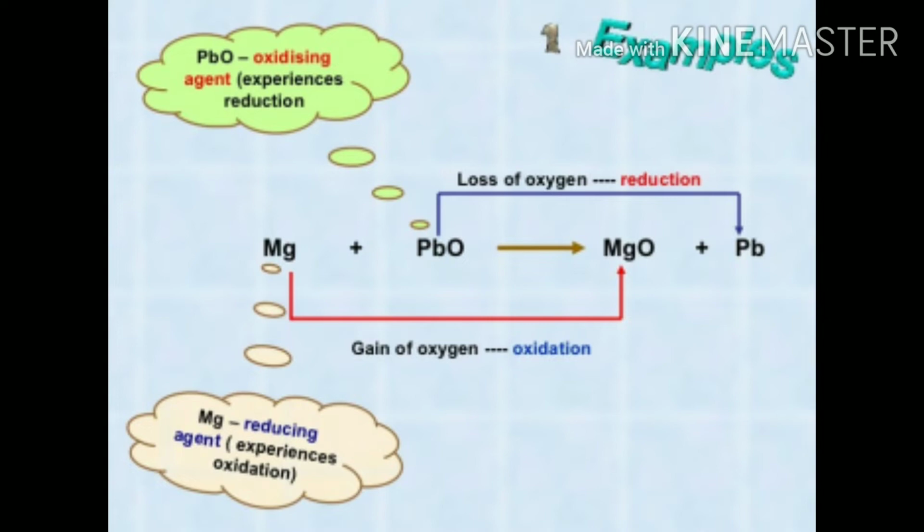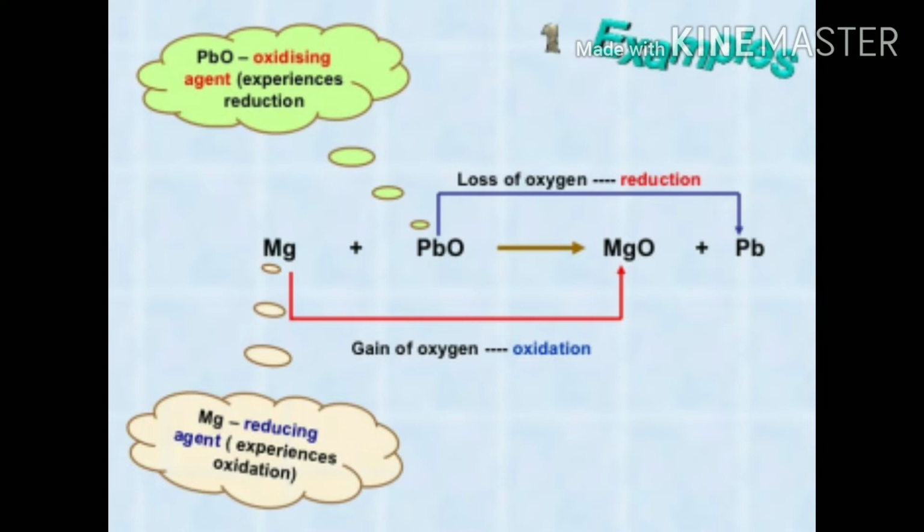So we see that oxidation and reduction have occurred simultaneously in the same reaction. Magnesium has been oxidized to magnesium oxide, whereas lead oxide has been reduced to lead. Hence, it is an example of a redox reaction. Now, let us understand two more terms. They are oxidizing agent and reducing agent.